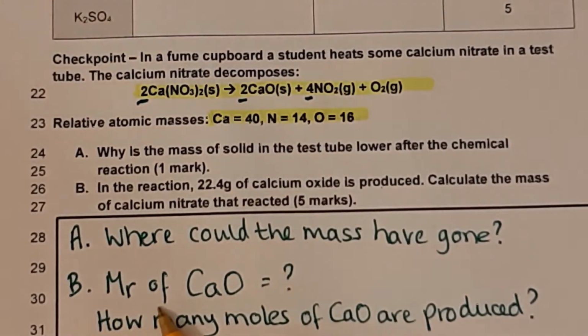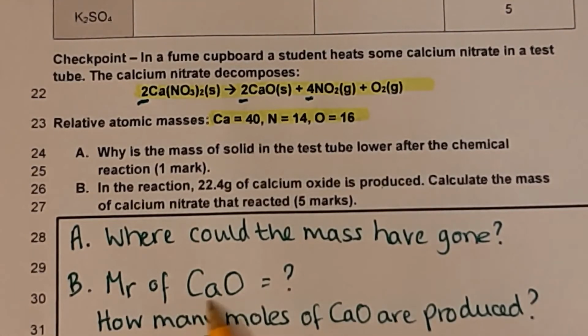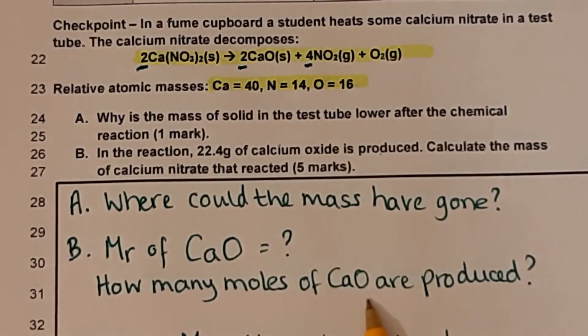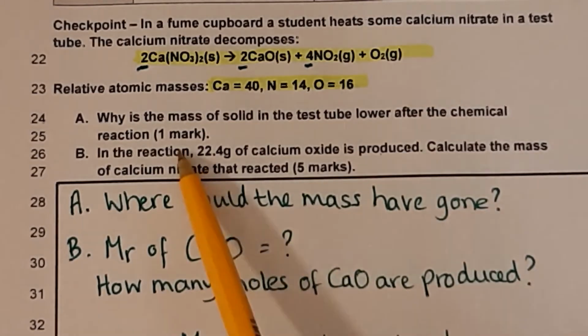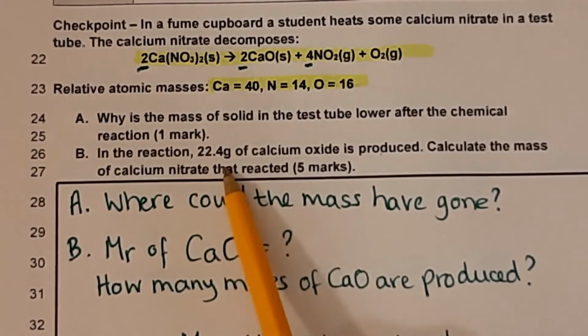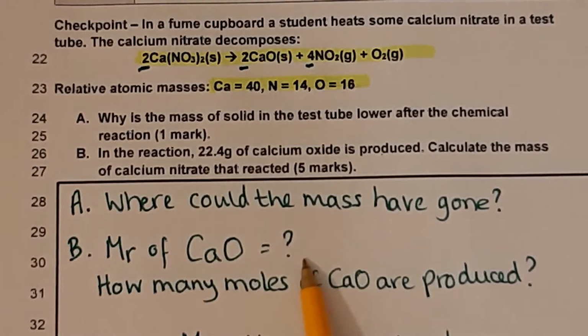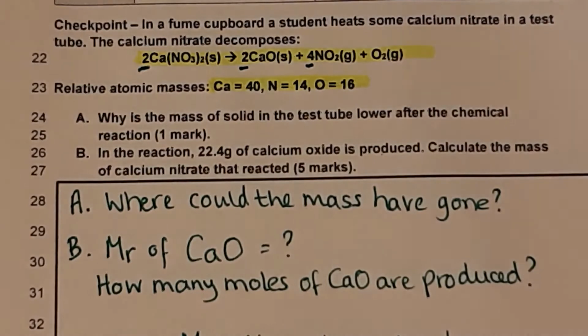First of all, you need to work out the relative molecular mass of calcium oxide, CaO. So work that out. Then, how many moles of calcium oxide were produced? It tells us 22.4 grams is produced, and we know that the Mr of calcium oxide is going to be the same as 1 mole in grams. So you could divide the amount produced by the mass of 1 mole of calcium oxide to work out how many moles of calcium oxide were produced.